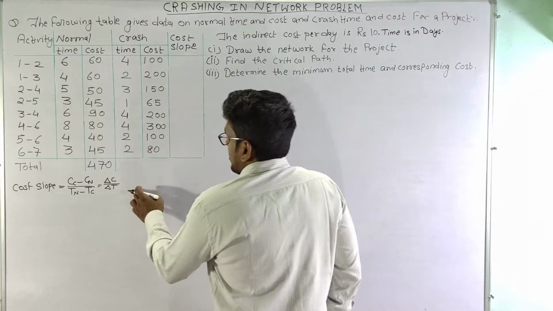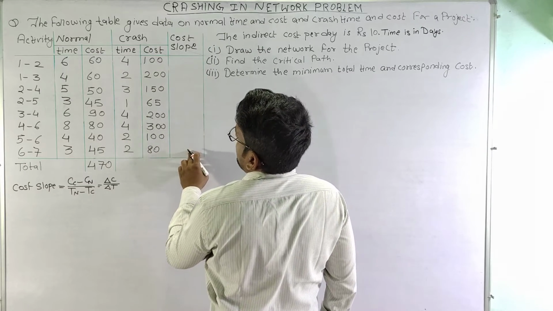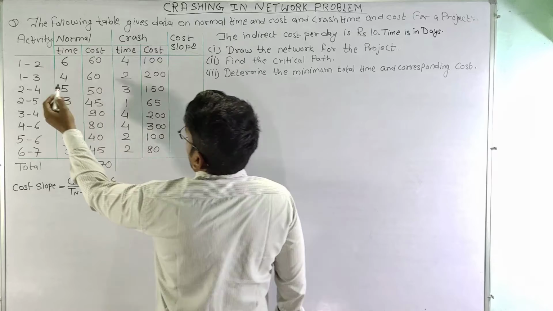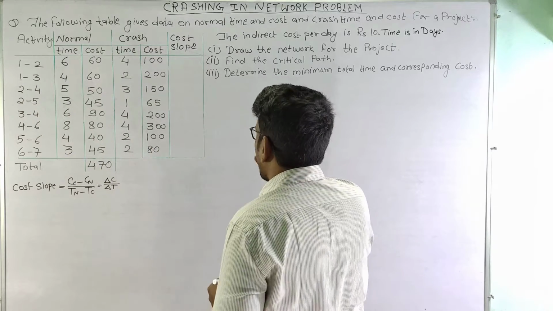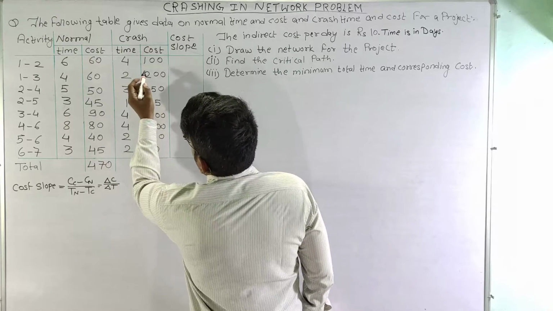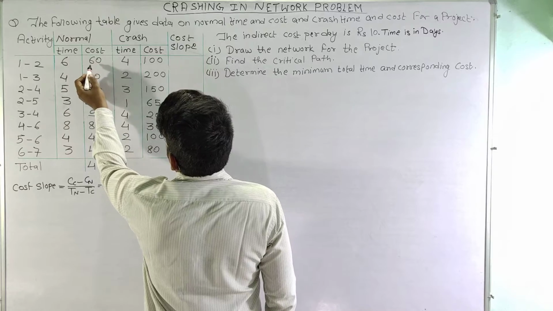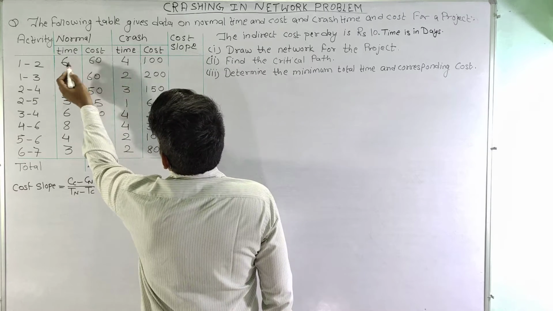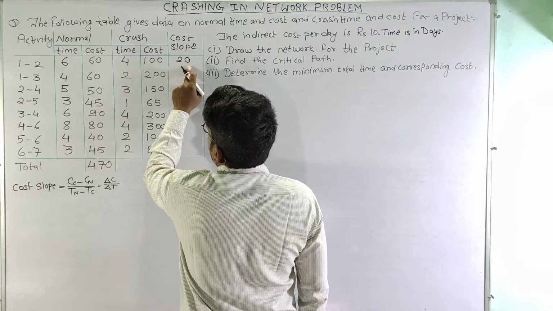Now in order to crash an activity, we need to calculate the cost slope for all the activities here. So let us first calculate the cost slope. For activity 1-2, this is 100 minus 60, 40. 40 divided by 2 is 20. So this is 20 rupees per day.